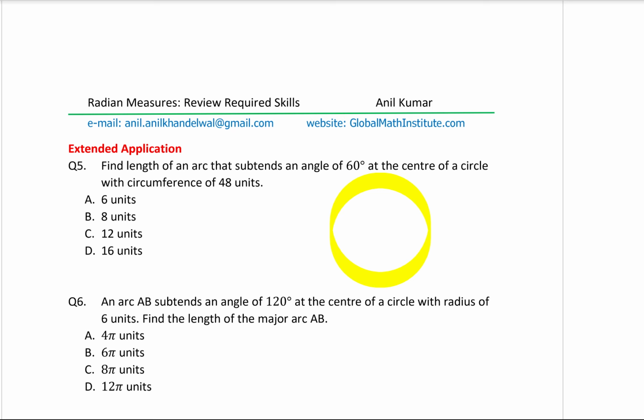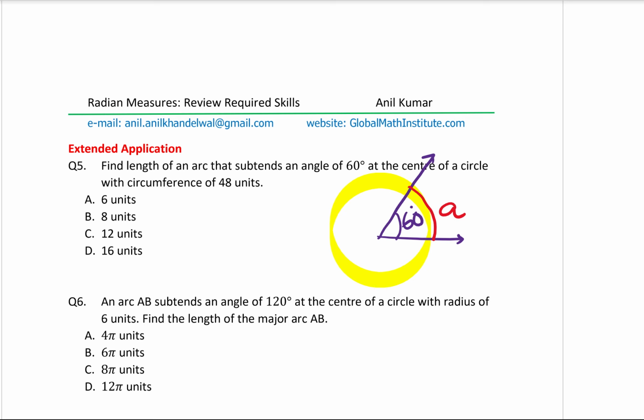What we really need to find is the arc length. Let's say this is one ray, that is the other, and let's say this angle is 60 degrees. What we need to figure out is this length. Let's say this is A. That is the question for you. I hope the question is absolutely clear. Now try to find the answer.